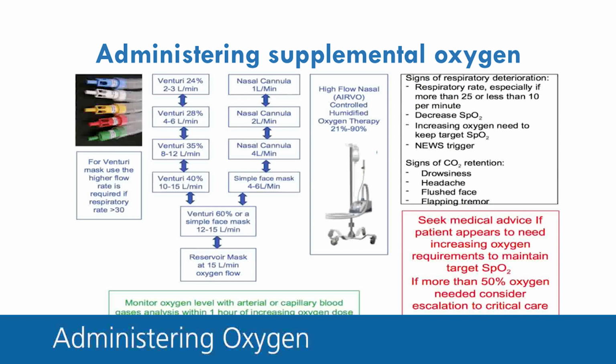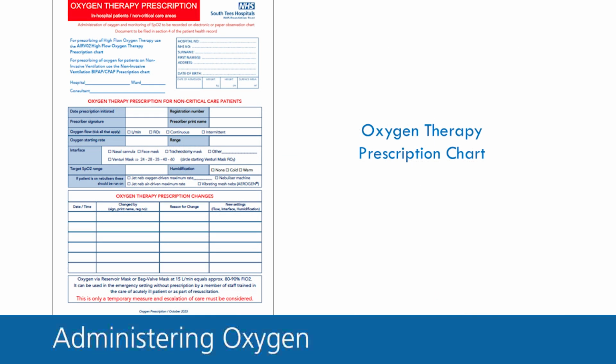If oxygen requirements keep increasing to be able to achieve the prescribed target oxygen saturation, please escalate and ensure the patient is reviewed and the cause is addressed. If more than 50% oxygen is required, ensure that the patient escalation plan is reviewed and if appropriate, refer to critical care outreach team. This is the currently used paper oxygen prescription chart.